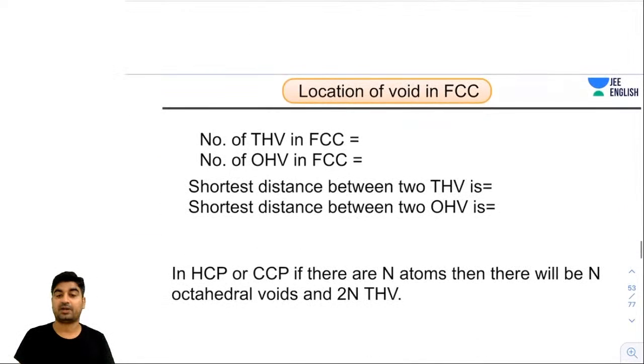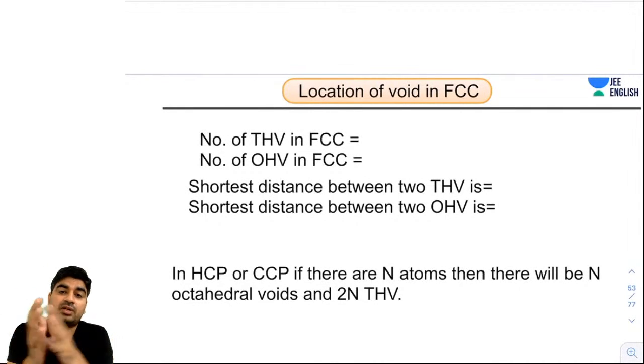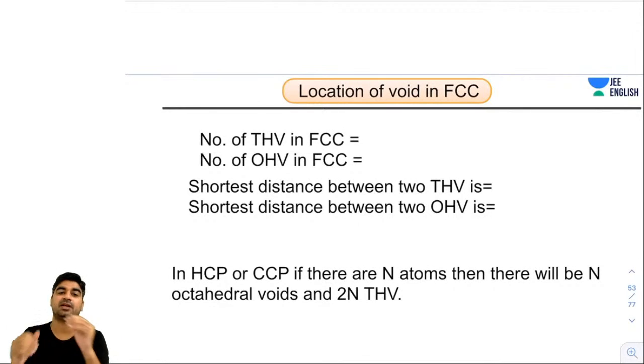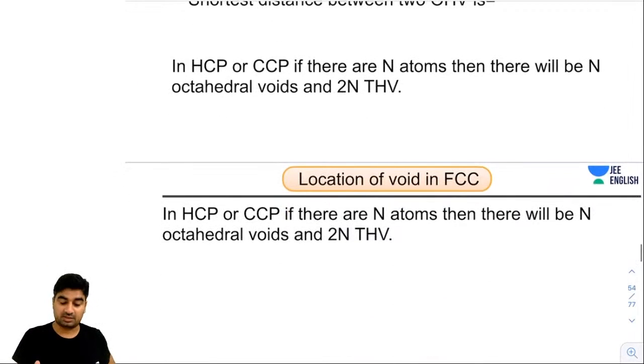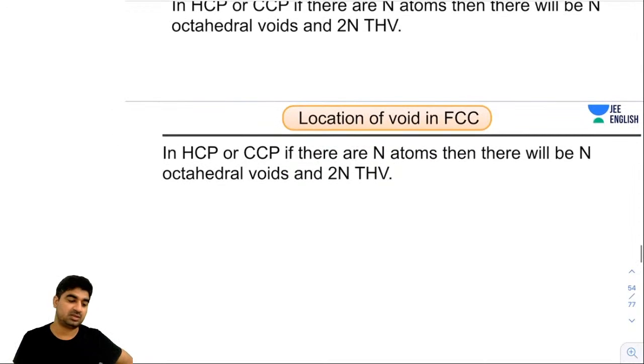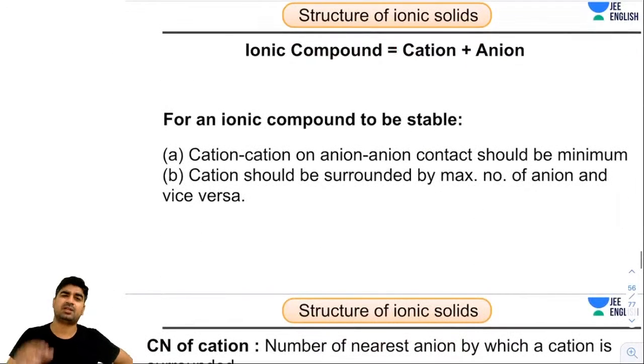So number of tetrahedral void in FCC, number of octahedral void in FCC, then we will calculate the shortest distance between tetrahedral voids and octahedral voids, right? In HCP or CCP, if there are n atoms, then there will be n octahedral void and 2n tetrahedral void. So guys, in the next class we are going to do it, and in HCP and CCP this thing I have already told you. Then I will discuss about ionic compounds.